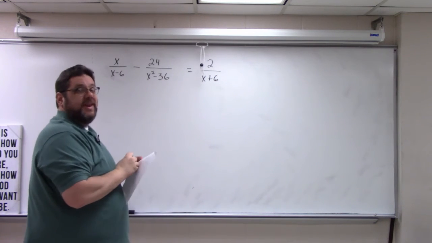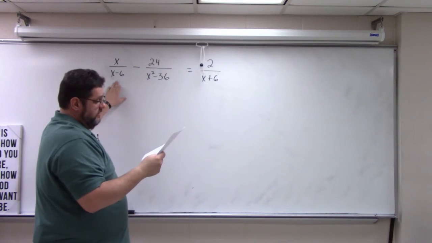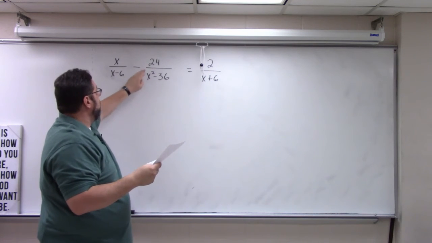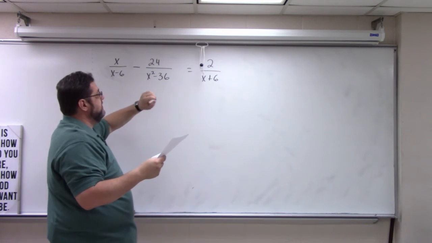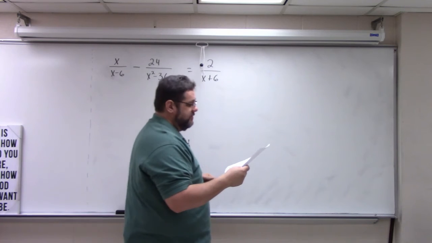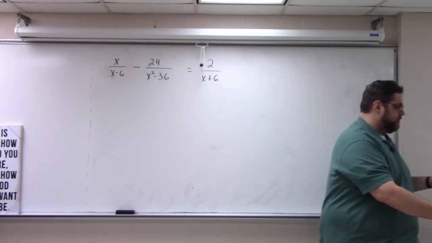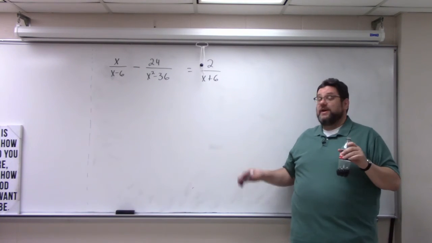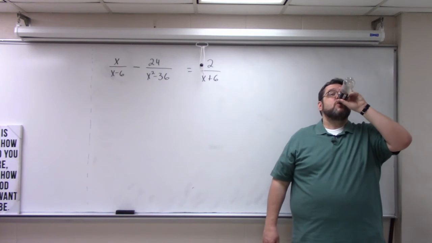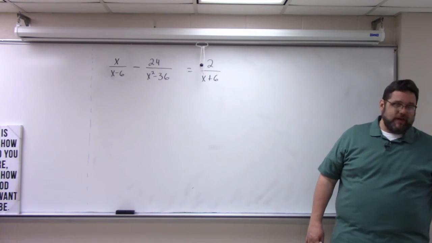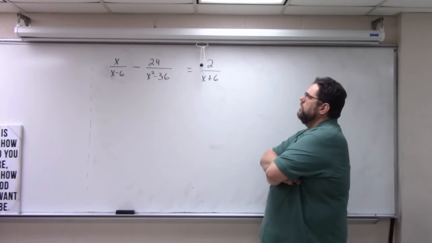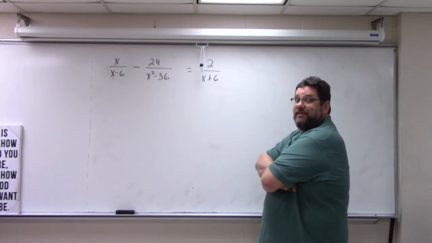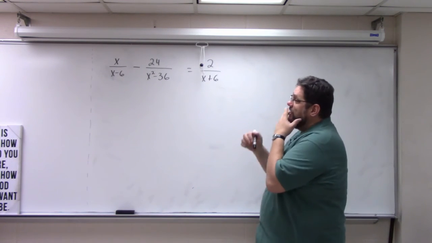Okay. So we've got x over x minus 6, minus 24 over x squared minus 36 equals 2 over x plus 6. This is a pretty standard type problem. All right, again, the first thing we want to do is factor any denominators.